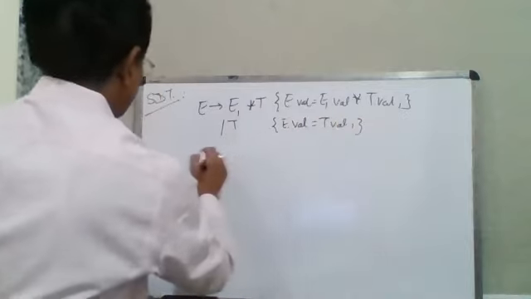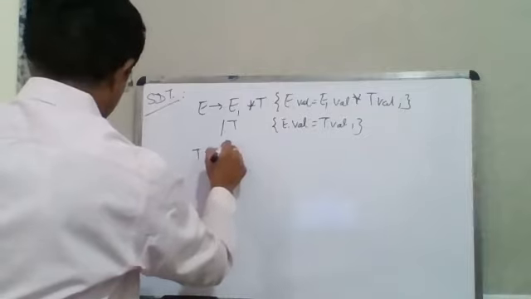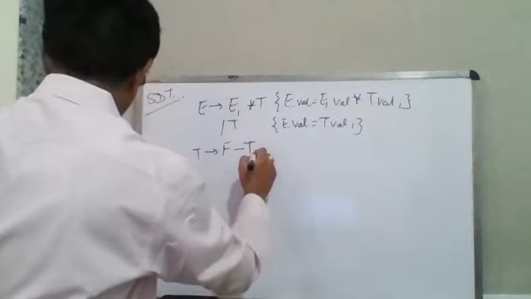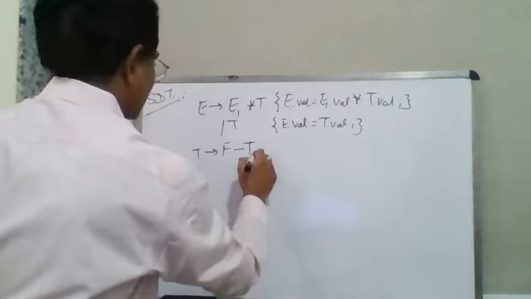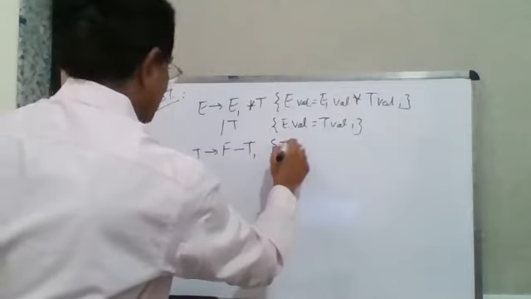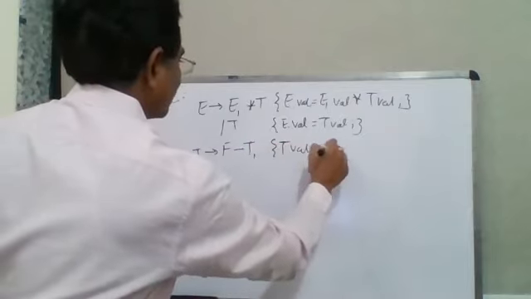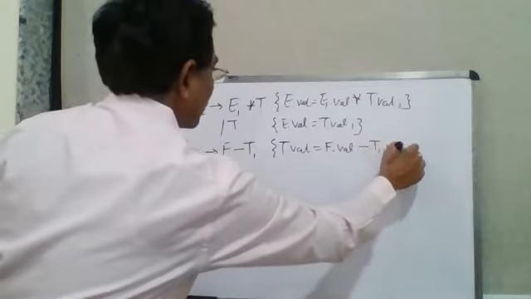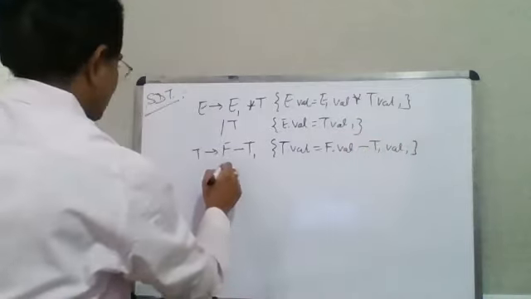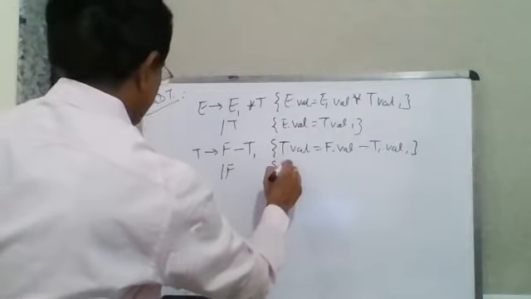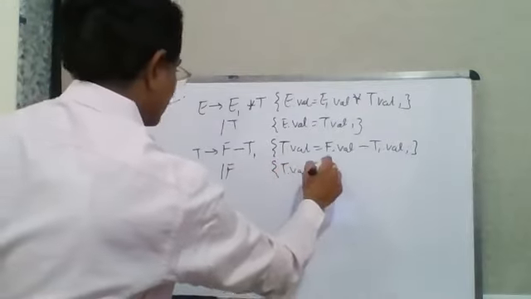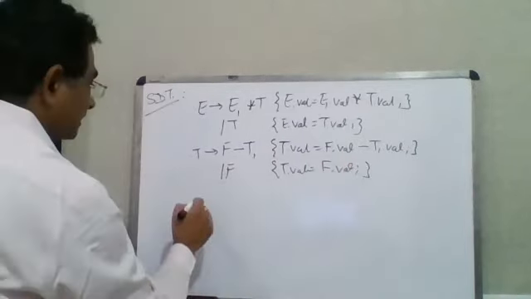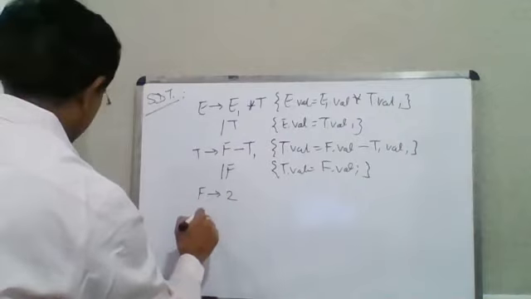Just note down this. And T tends to F minus T. See, there is some difference here. F minus T, right? So let's say T1. Okay. So what will happen is T.val is equal to F.val minus T1.val. Okay. And or F. This is T.val is equal to F.val. Okay. Then F tends to 2 and or 4.